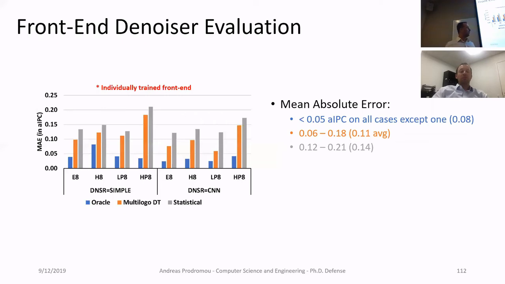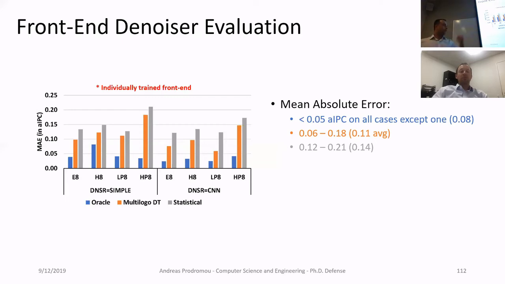Mean absolute error is below 0.05 alpha IPC in all cases except 1, which tells us that this is in fact a solvable problem. It started with 64 elements, narrowed down to 32, but it kept enough information to recreate the input with low error.